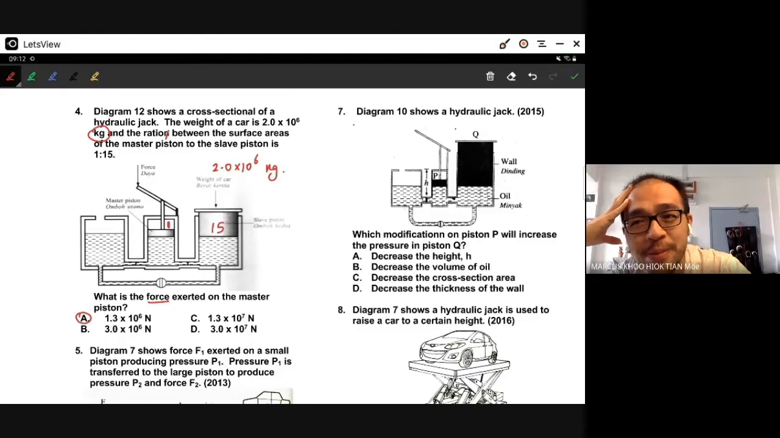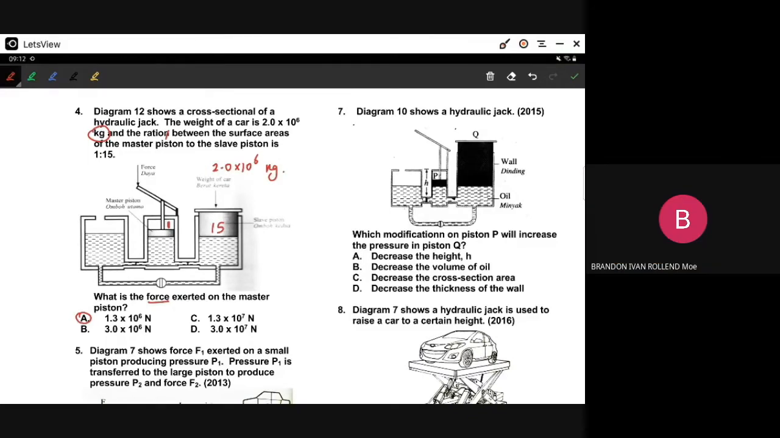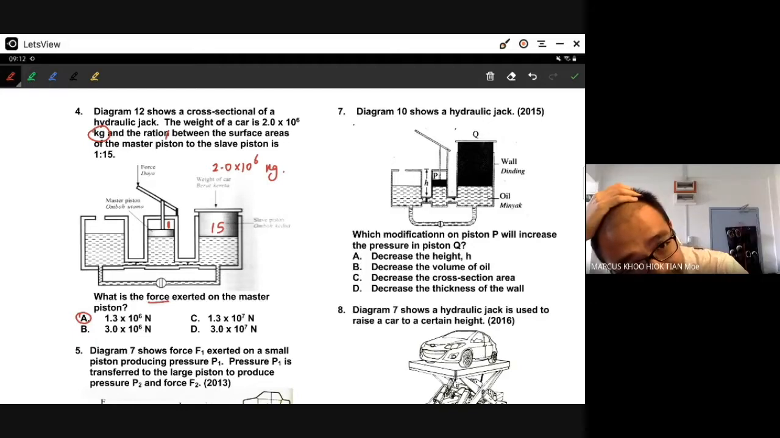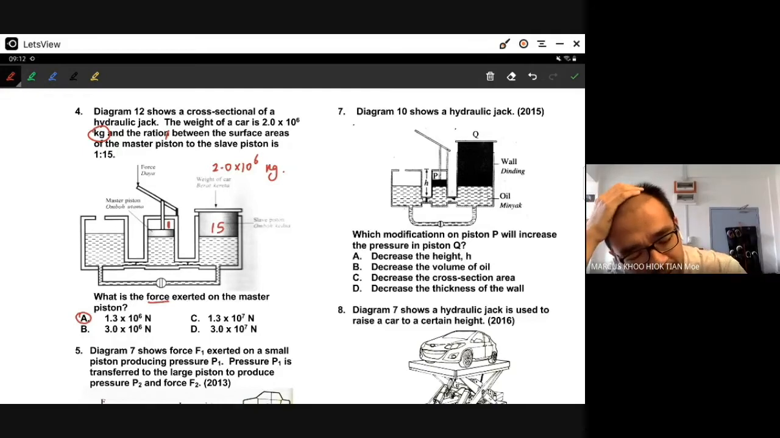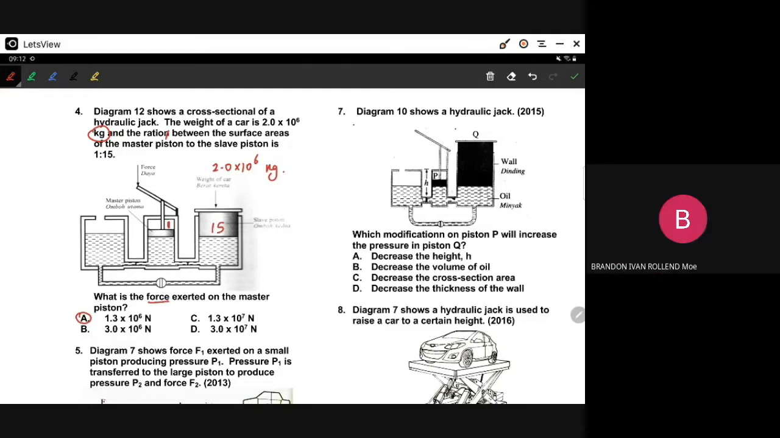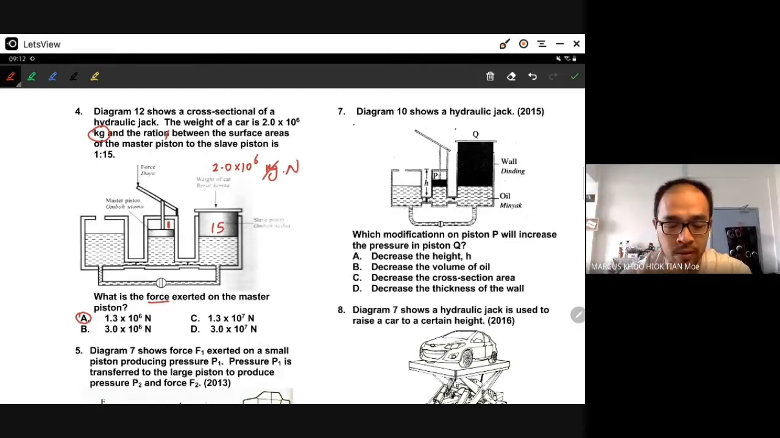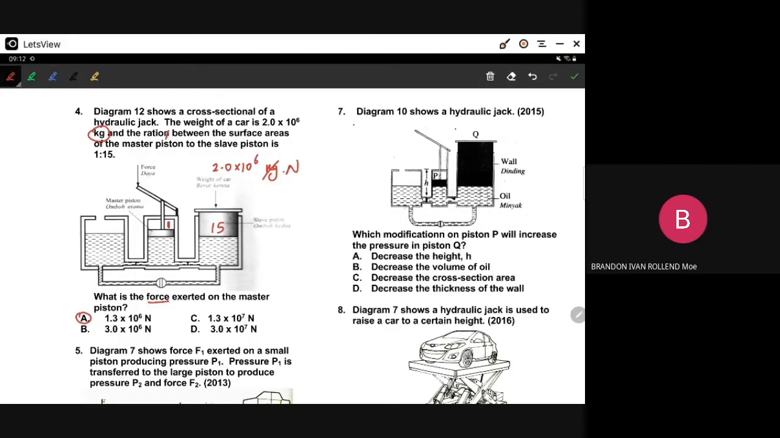So the question says the weight is given in the unit kg. Then 2.0 times 10 to the power 6 is actually the weight. My answer is 1.3 times 10 to the power 6. So that means you are saying that this kg should be Newton instead of kg. Yeah, because they mentioned weight.